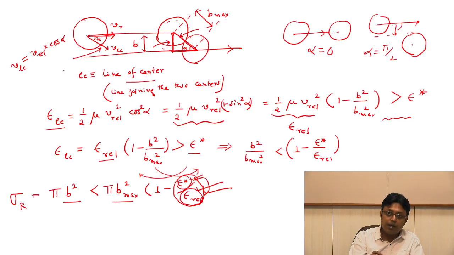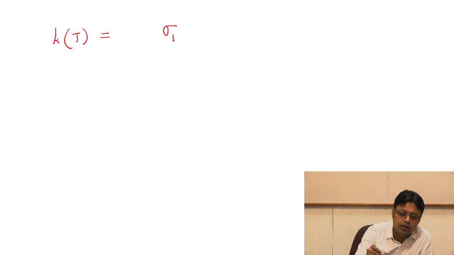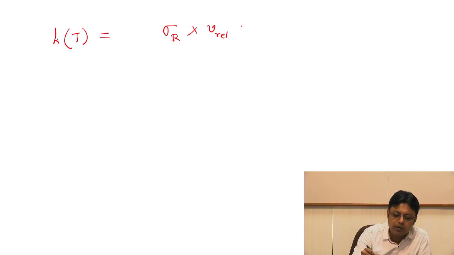This is not simply pi b max square, it is pi b square, but this b square is now constrained. It has a criterion that it has to be less than or equal to that. So the reaction probability, or the thermally averaged rate constant, will be nothing but this reactive cross section, as we have seen, times the relative velocity, and then we have to take the average, but we have not taken the average on relative velocity because we'll do the averaging now.